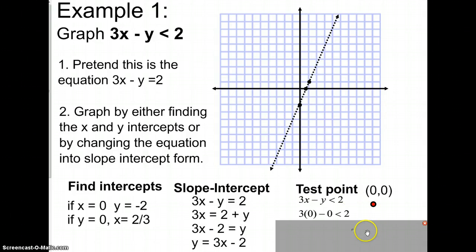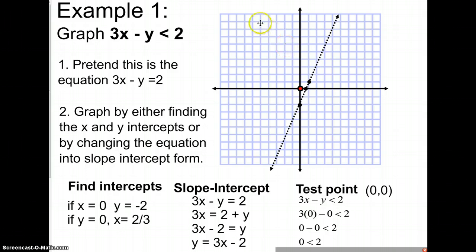So the next thing I have to decide is which side the solution is. So I'm going to try to put in 0, 0 and see what happens. I put a 0 in for x and a 0 in for y. 3 multiplied by 0 minus 0. When I solve that, I get 0 minus 0, which is less than 2. So I put my 0 here, and this is a true statement. 0 is less than 2.